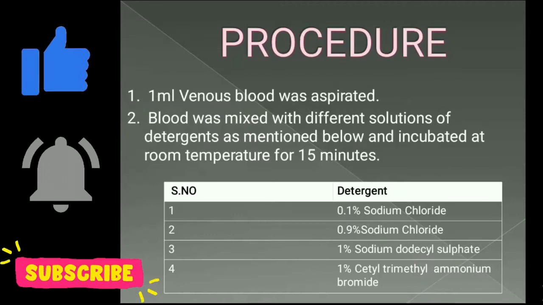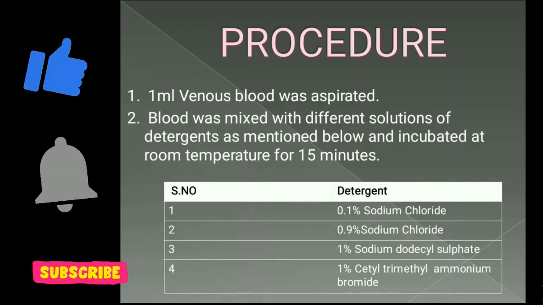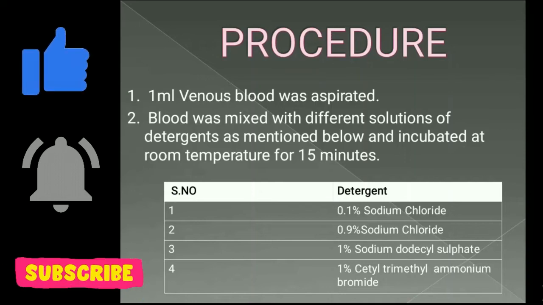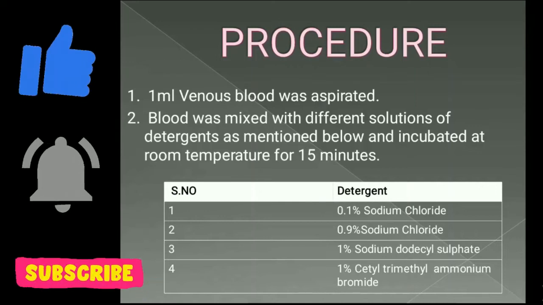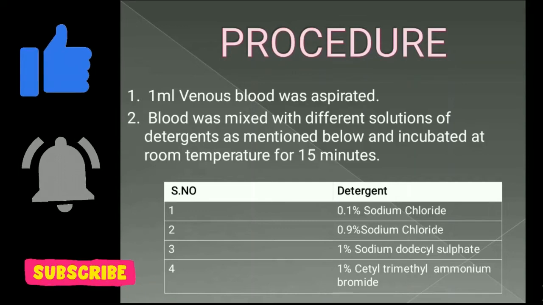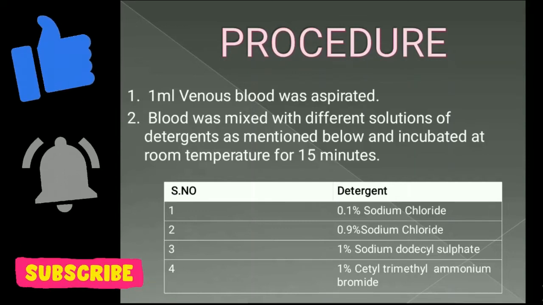The procedure for this experiment is as follows. First of all, we are going to collect 1 ml of venous blood sample. Then this blood is to be mixed with different solutions, that is 0.1% sodium chloride, 0.9% sodium chloride, 1% sodium dodecyl sulfate, and 1% cetyl trimethyl ammonium bromide. Then these samples are to be incubated at room temperature for 15 minutes.